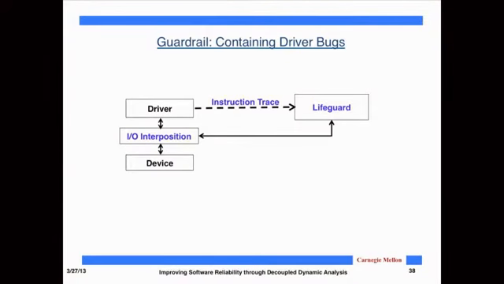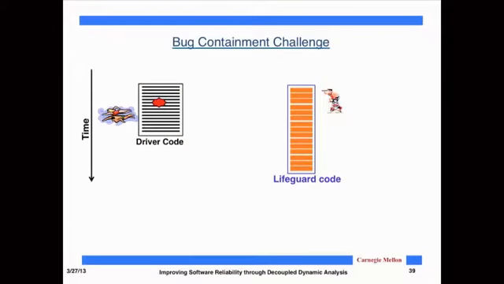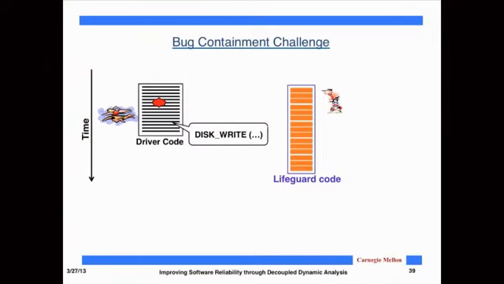So, containment. How do we contain bugs if we detect them after the fact? How do we prevent them from corrupting the device? Let me rephrase the bug containment challenge. We have driver code that is running, had a bug, and has gone past the bug. Time goes from top to bottom. The analysis is still somewhere back, still checking some of the history, and the driver is going to do a disk write at some point. The question is, is that bug going to cause terrible things when the disk write happens? What can we do to prevent this?